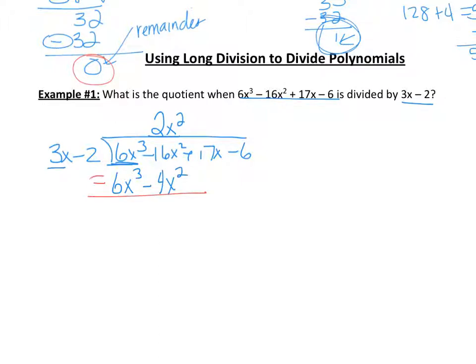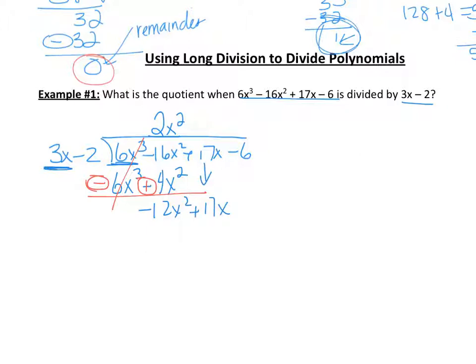Now I like to circle. When you subtract, you change the sign of everything and add. So that's what I'm going to do there. This is my process. You can do it however you want, but that's what I like to do. So when we do this here, I get negative 12x squared. The process is the same. The next thing gets brought down.